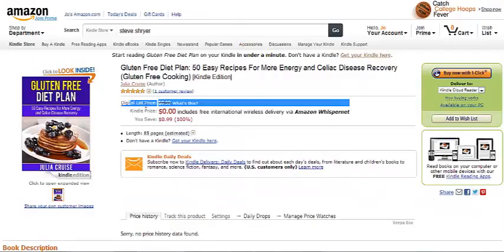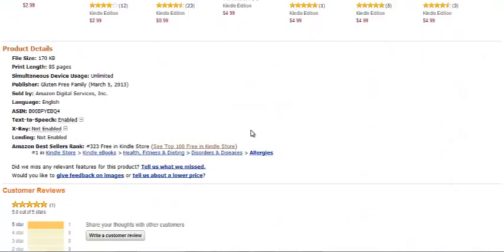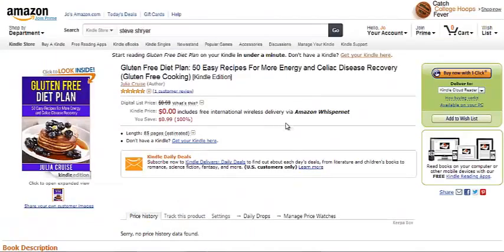This book right now by the same author is free on Kindle during the free promotion. I think it's day 1 or 2 of the promotion, and it's number 323 in the free store right now. And that's what I'll do. Then, before the free promotion is over, you want to raise the price so that by the time the promotion ends, the price has been raised.